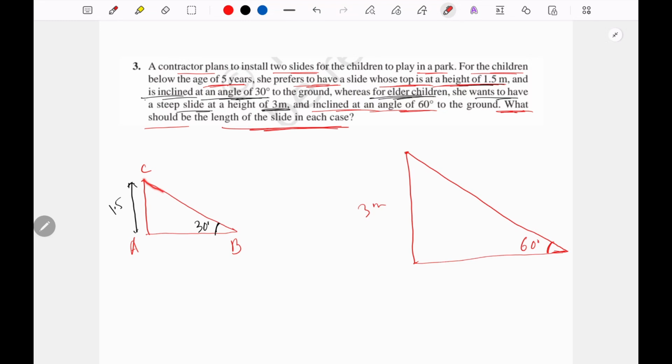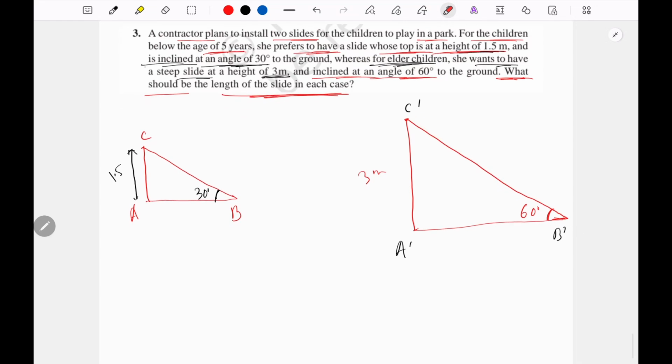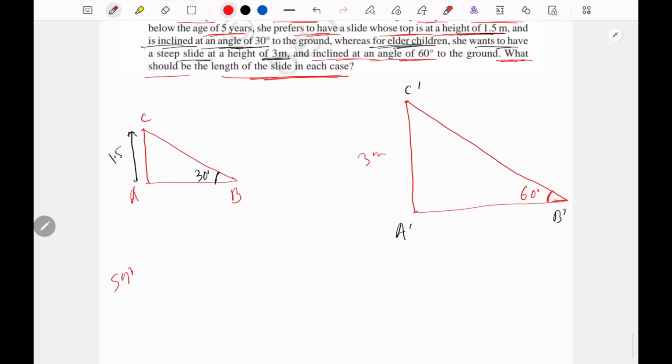That means we need to find the length of the slide, this BC, and suppose this is A dash, B dash and C dash. So we need to find the length of this BC and B dash C dash, these two lengths, that means the length of the slides. This is one slide for below the age of 5 years and this is the slide for the elder children. So we have two right angle triangles and from each triangle just write what is given. So, solution.